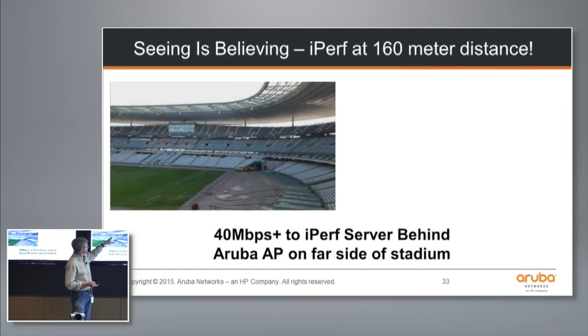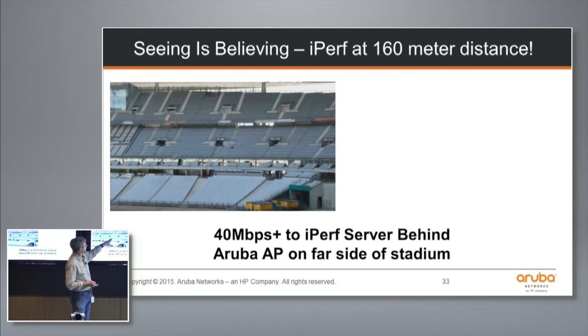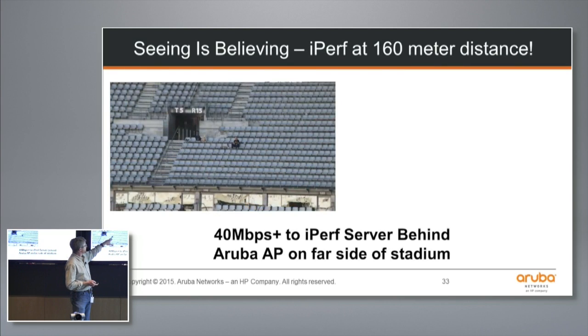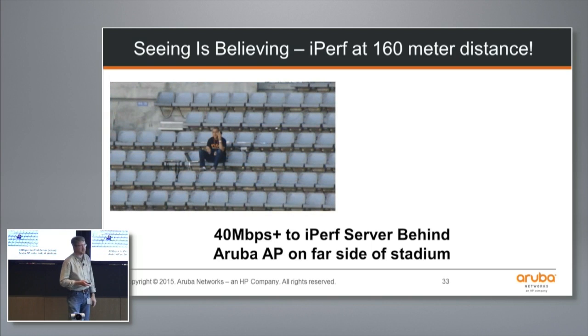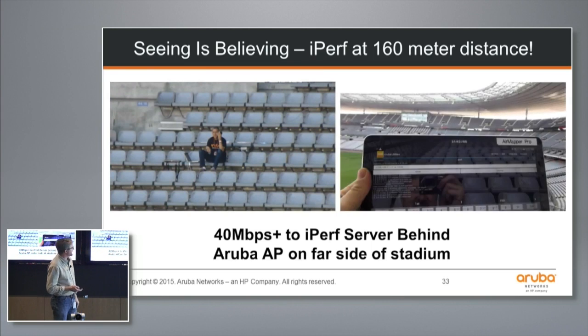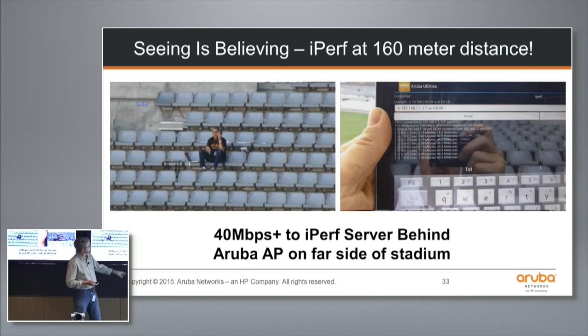If you look at this little black speck over here in the distance, we did 2 tests. This is my colleague Ben, who's on the far side of the stadium. He's 160 meters away from me. There's an AP underneath the seat, and an iPerf server behind the access point. We connected to it with a 2-stream AC device, and you can see the iPerf results between 40 and 60 megabits per second at 160 meters.